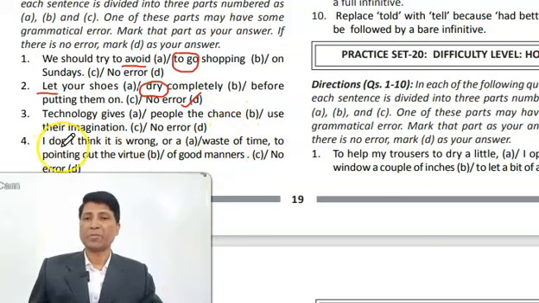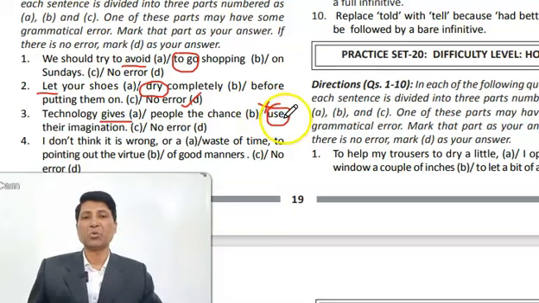Look at question number 3. Technology gives people the chance use their imagination. Here the word use is wrong. Why is it wrong? Because it should be a full infinitive. It is being followed by the noun chance, and chance is followed by a full infinitive, not by a bare infinitive. So in place of use, it should be to use.